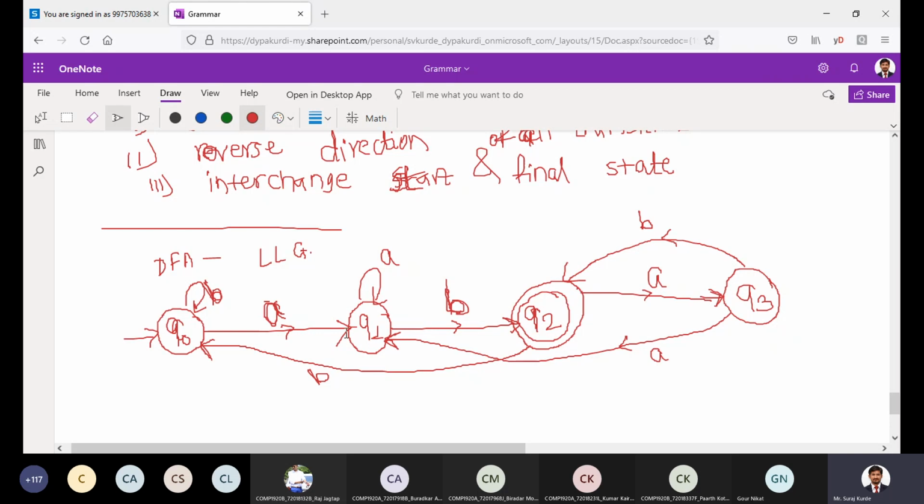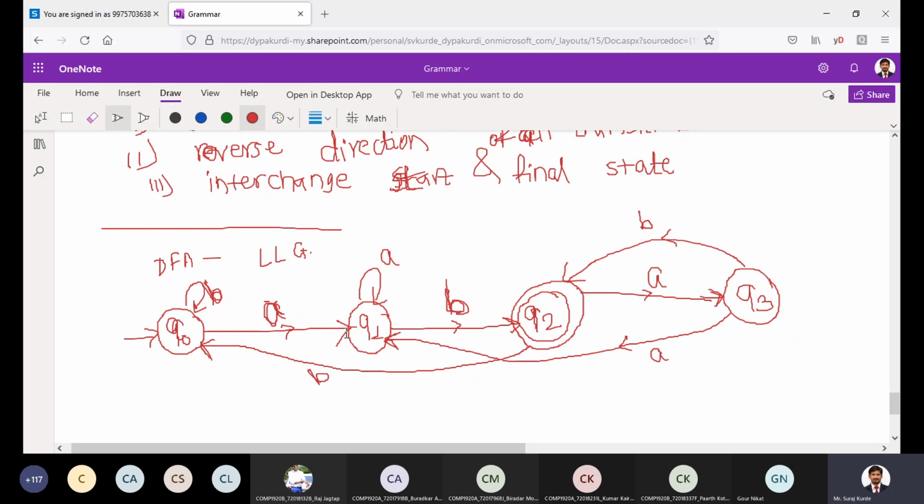So the string should accept A and change the state. It should not start with B, but it can start with A. If B's are there at the start, it will not change the state. It will remain on the initial state itself. So it should accept A, then be followed by any number of A, and then B to go to the final state.